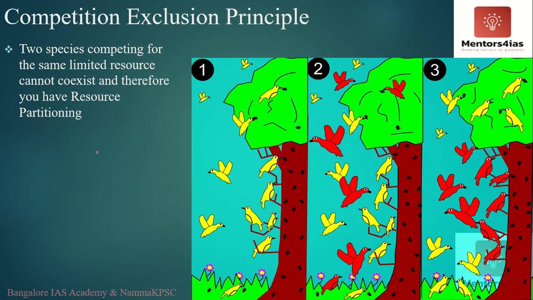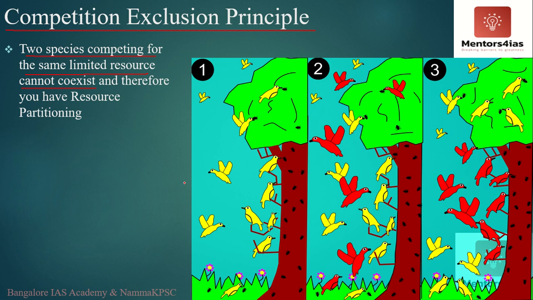Now, if this concept of ecological niche is understood, it also gives rise to another principle known as the competition exclusion principle. This principle refers to two species competing for a limited resource. What it says is that when you have two species competing for the same limited resource, then the two species will not be able to coexist at constant population values.